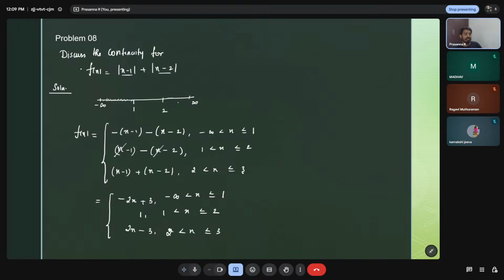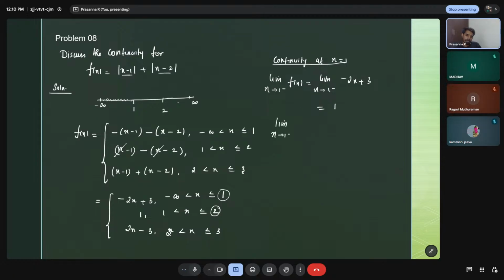Now they have simply said discuss the continuity. You check continuity at the break points. You check continuity at 1 and at 2, because at 1 and 2 only the function is breaking. Now continuity at x equal to 1. Limit x tending to 1 minus of f of x: to the left of 1 my function is minus 2x plus 3. So when you substitute 1, 1 is your LHL.